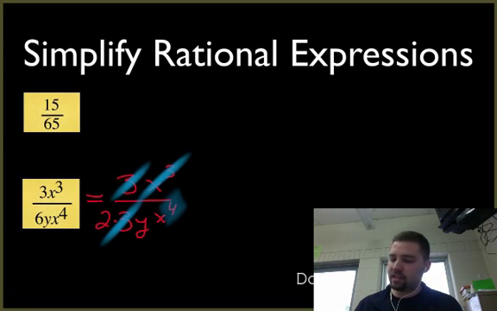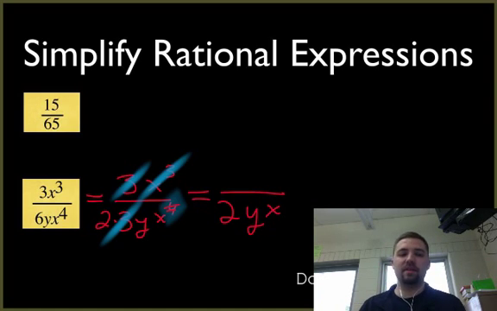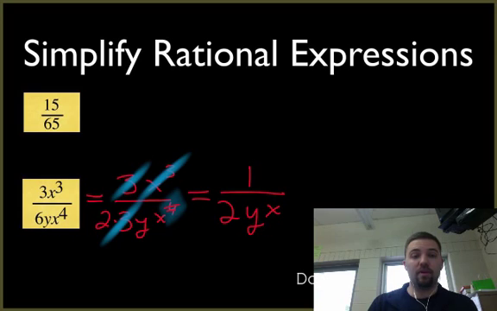So when everything shakes out, I get on the bottom 2yx, because I canceled out the 3 and there was 1 left. And on top, if I cancel out everything from the top, that means there's not a 0 up there, but a 1. So that's how I can write that in its most simplified form: 1 over 2yx. All right, let's go on to the next example.